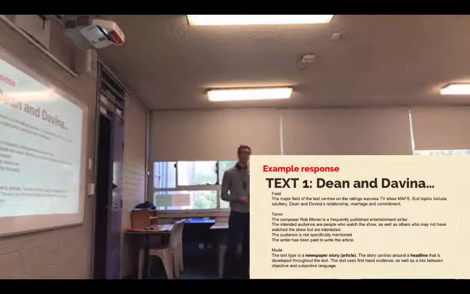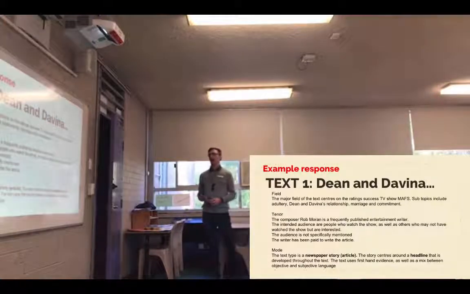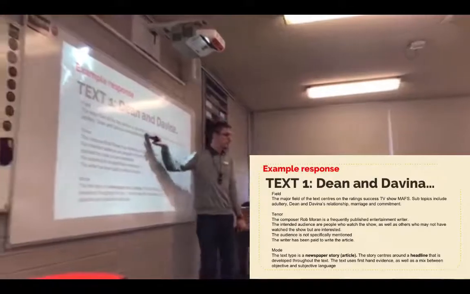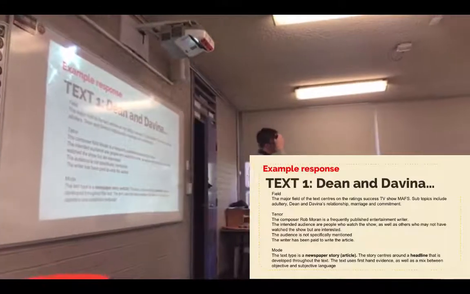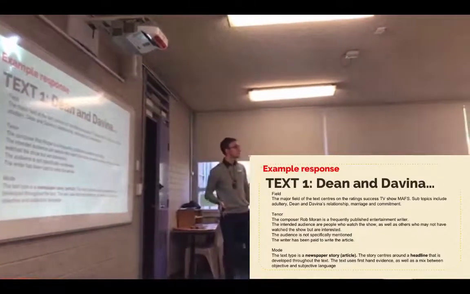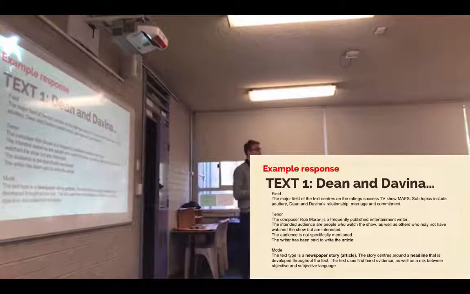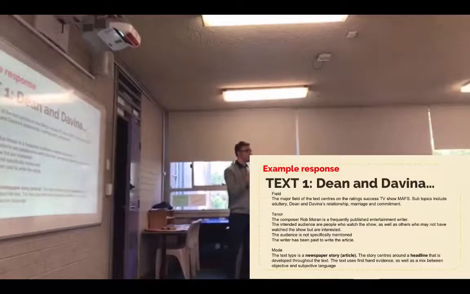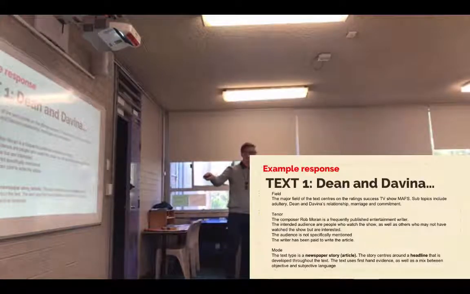Okay, the field of this text centres on the rating success of the TV show. Okay, it's not about the show itself or necessarily what happened in the episode. The field of the text is actually the ratings success of the show, but it will integrate other subtopics within it that may be explicitly said or implicitly said, like adultery, Dean and Davina's relationship on the show, marriage and commitment, as well as a whole range of different things.